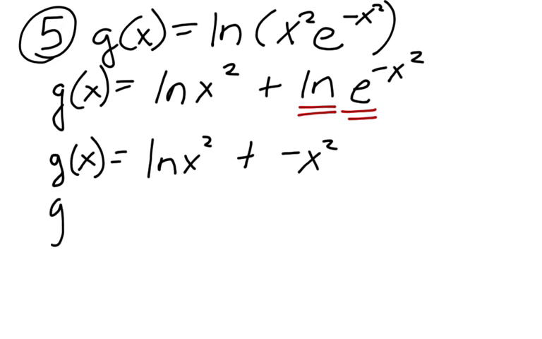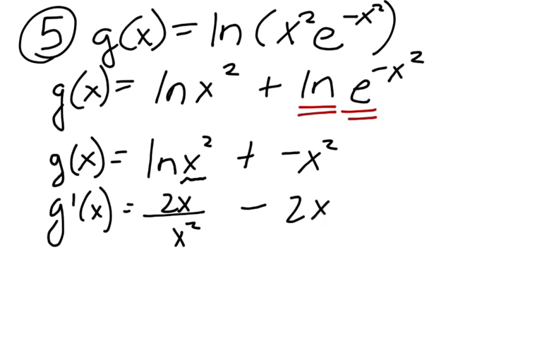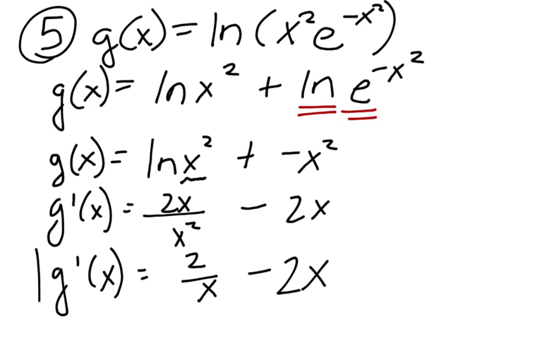So now I'm going to take the derivative. G prime of x will equal, my inside function here is x squared. What is the derivative of x squared? Well, it's 2x divided by the original inside function, x squared. And then what is the derivative of negative x squared? That's just negative 2x. This first term simplifies, the x's divide out, so I have 2 over x minus 2x, and that is the answer.